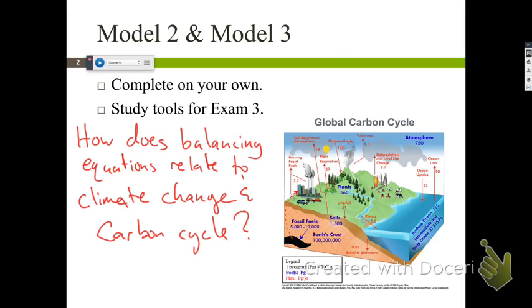All right, I want to hear from... Let's hear from Kyle. Okay, so in balancing equations, we want to account for the mass of the molecules somewhere. So in the carbon cycle and climate change, the carbon always has to be somewhere, and we have to account for it. Okay, so what are the different places carbon can be?